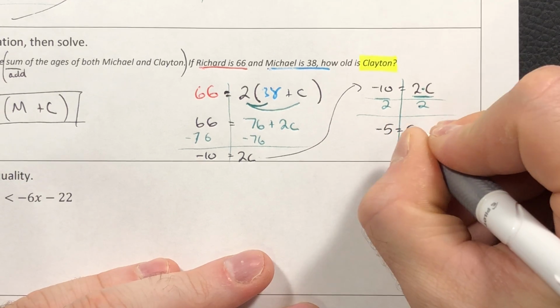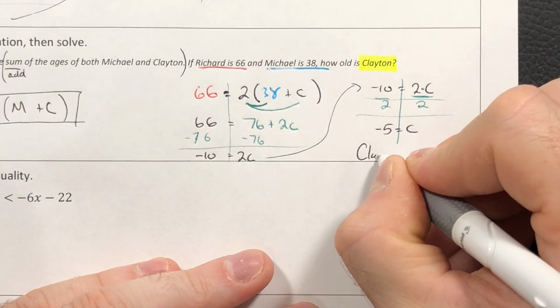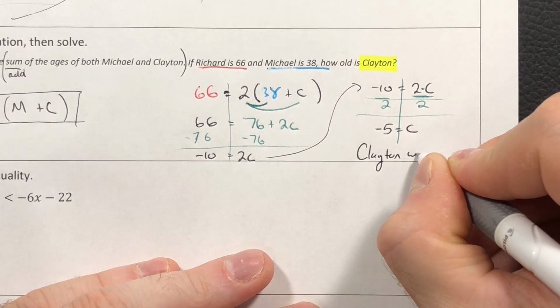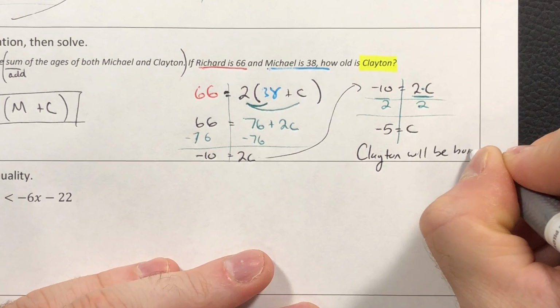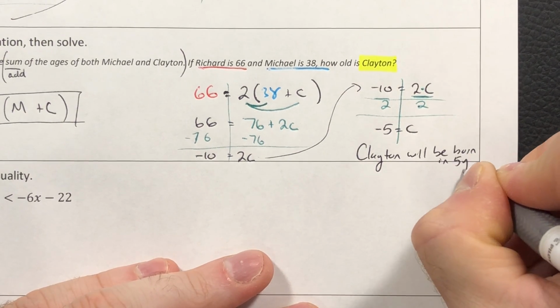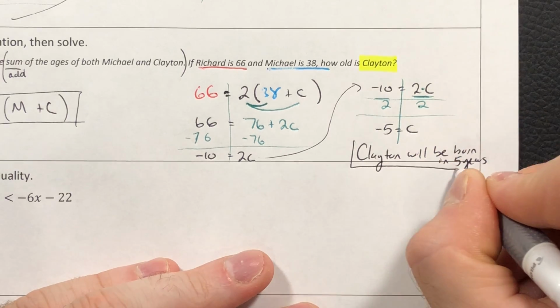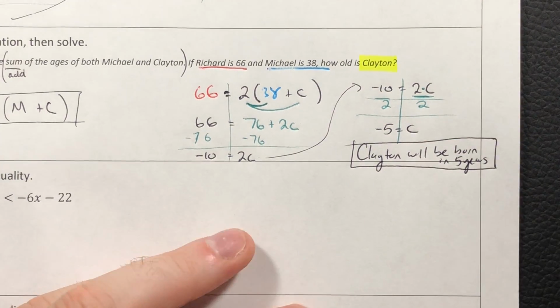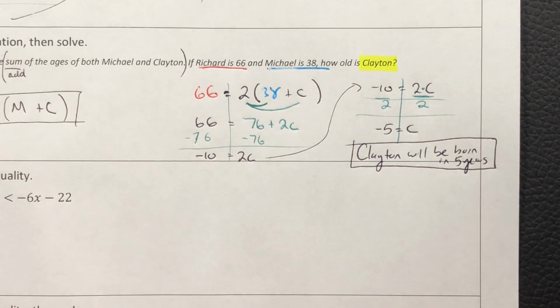Clayton must be negative 5. So I'm going to put Clayton will be born in 5 years. Again, that's an error on my behalf when I made the problem. So we answered it, we came to a conclusion. The answer doesn't really make sense, but we're going to go with it. Perfect, so that's number 3.